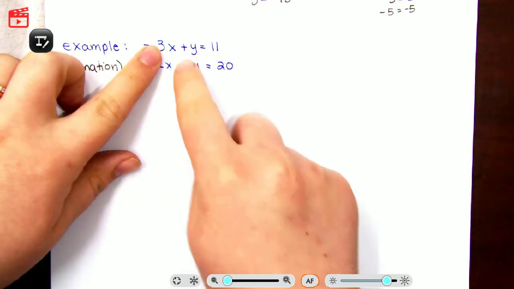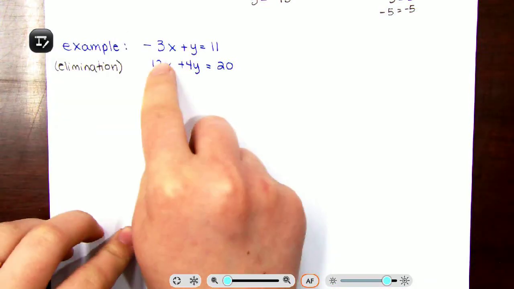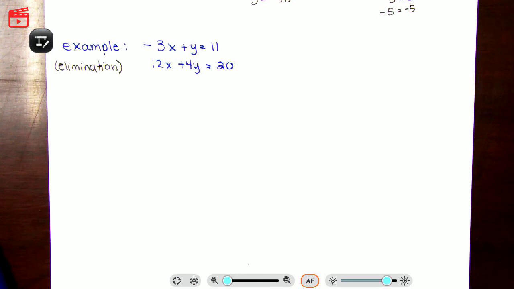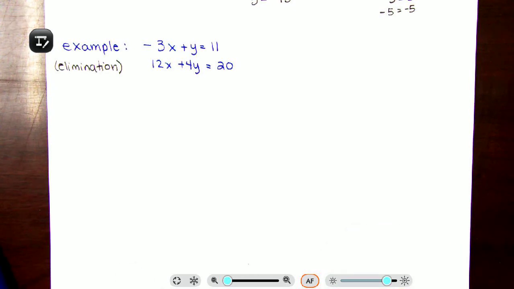So if I have a 4 and a 4, maybe that's the variable I should cancel. If I have a 12 and a 12, maybe that's the variable I should cancel. Look at those numbers before you choose a variable, so that when you make that decision, you can save yourself some steps if you can. Now, also, step number 2 is once you choose a variable, make sure the numbers match up. If the numbers don't match, then you have some work to do.